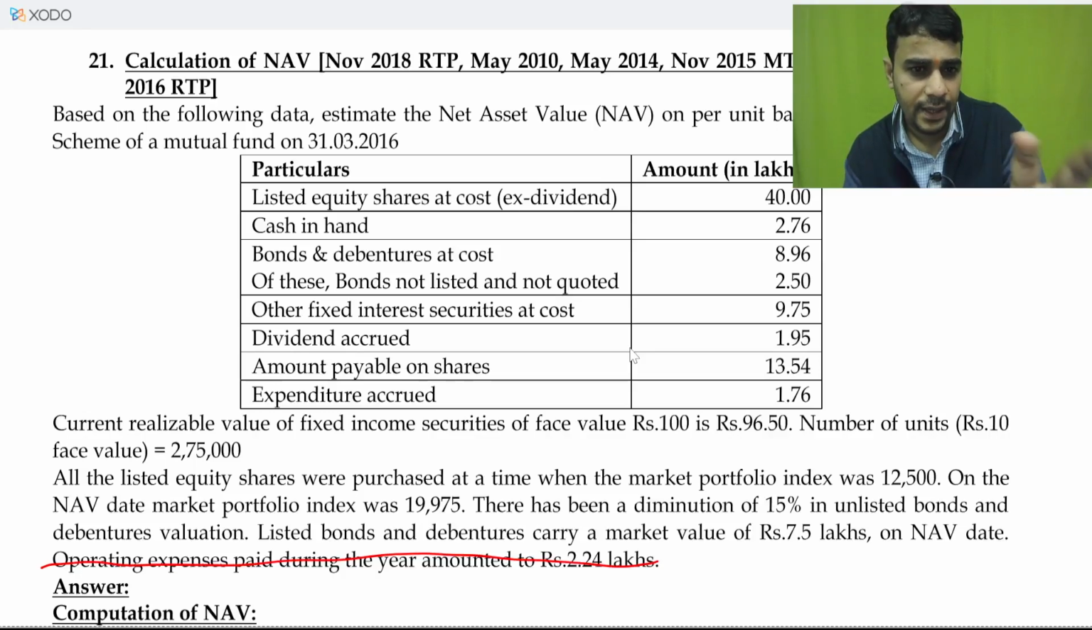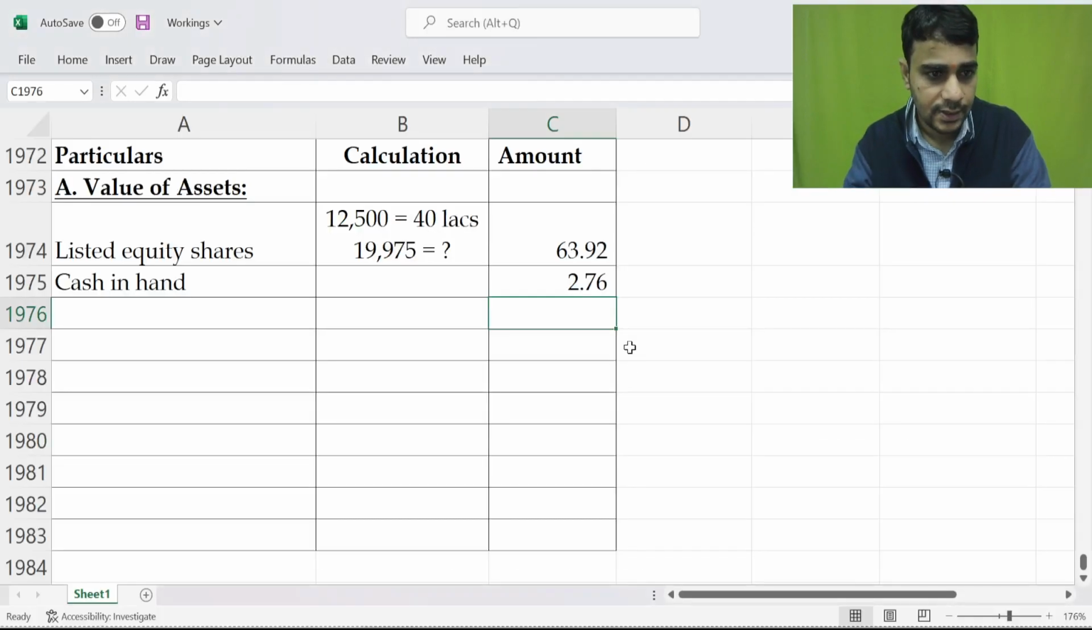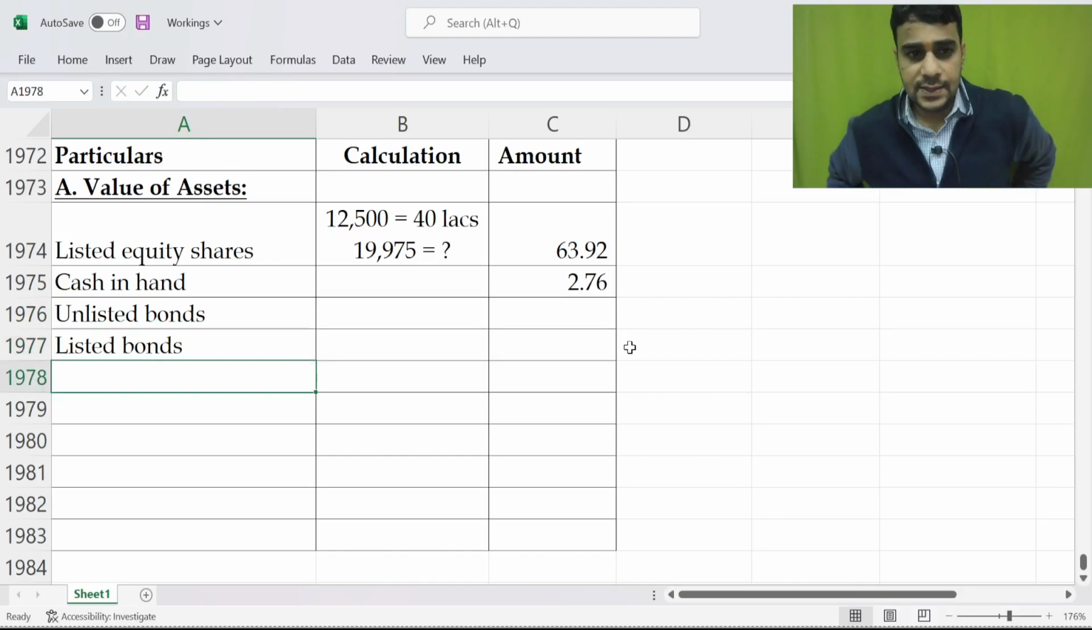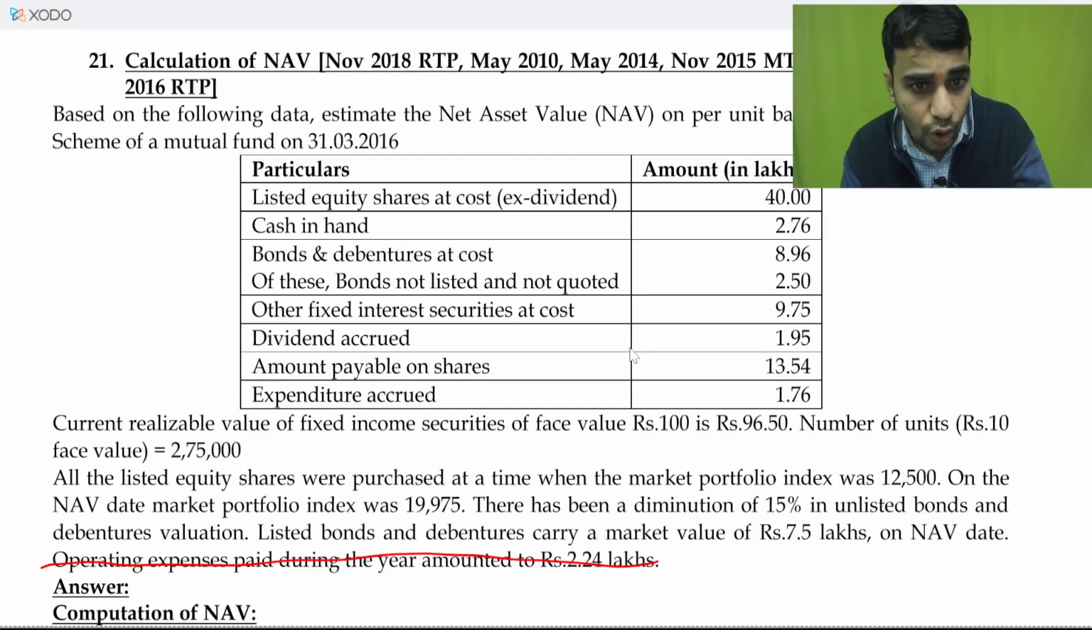I'll break up the bonds into two, listed and unlisted. First is unlisted bonds and second is listed bonds. Cost of unlisted bond is 2.5 lakhs. Of these bonds, not listed, not quoted is 2.5. Balance is listed. Any extra information for unlisted bonds?